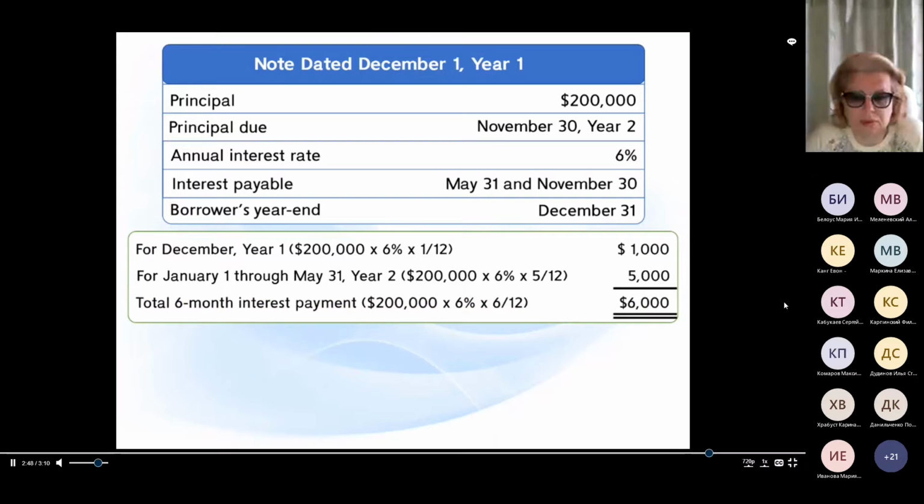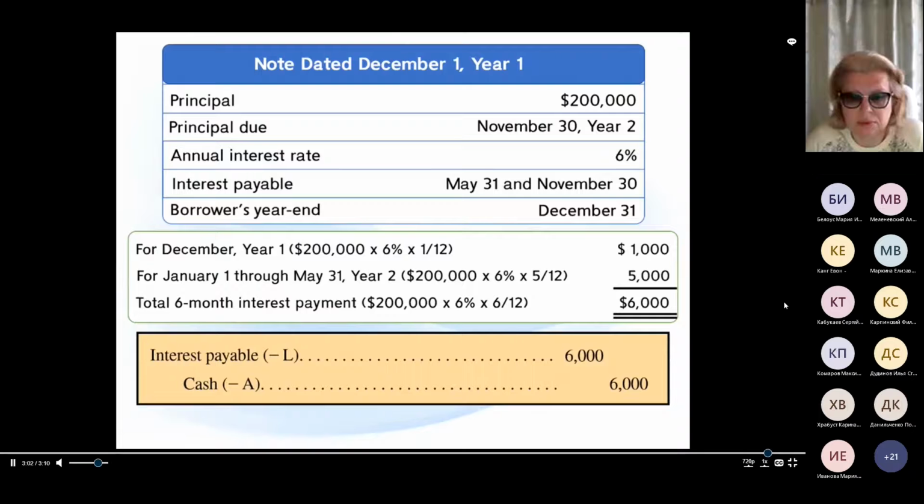The cash payment consists of the $1,000 of interest owed for December year 1, plus the $5,000 of interest owed for January through May year 2. The journal entry to record this payment includes a debit to interest payable and a credit to cash for $6,000.